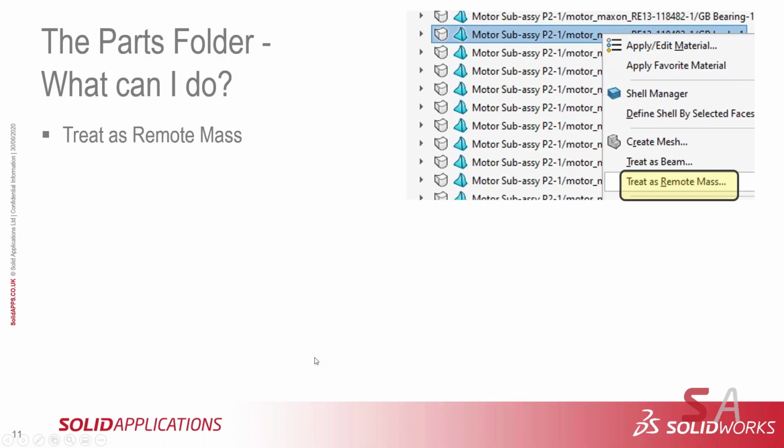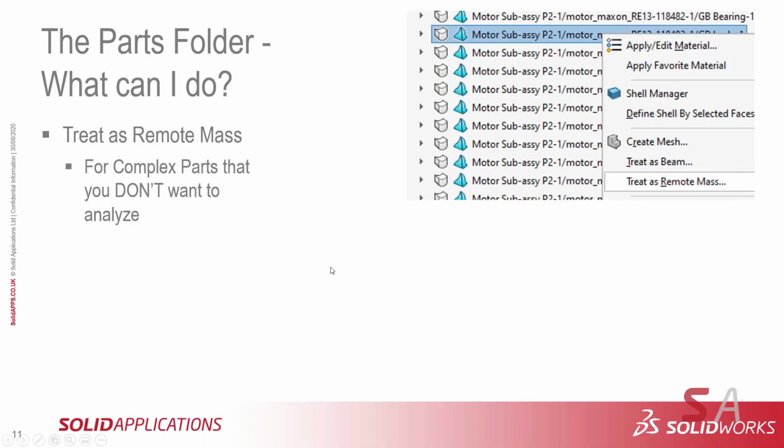All right, what else can we do in the parts folder? You can right click any body and you can treat it as a remote mass. So what does that mean? Well, first of all, why would you do that? It's for complex parts that you have no interest in analyzing. Think about it in terms of that complex engine block part. You're not analyzing the engine block. You want to account for its mass and the effect it has on the rest of your bodies.